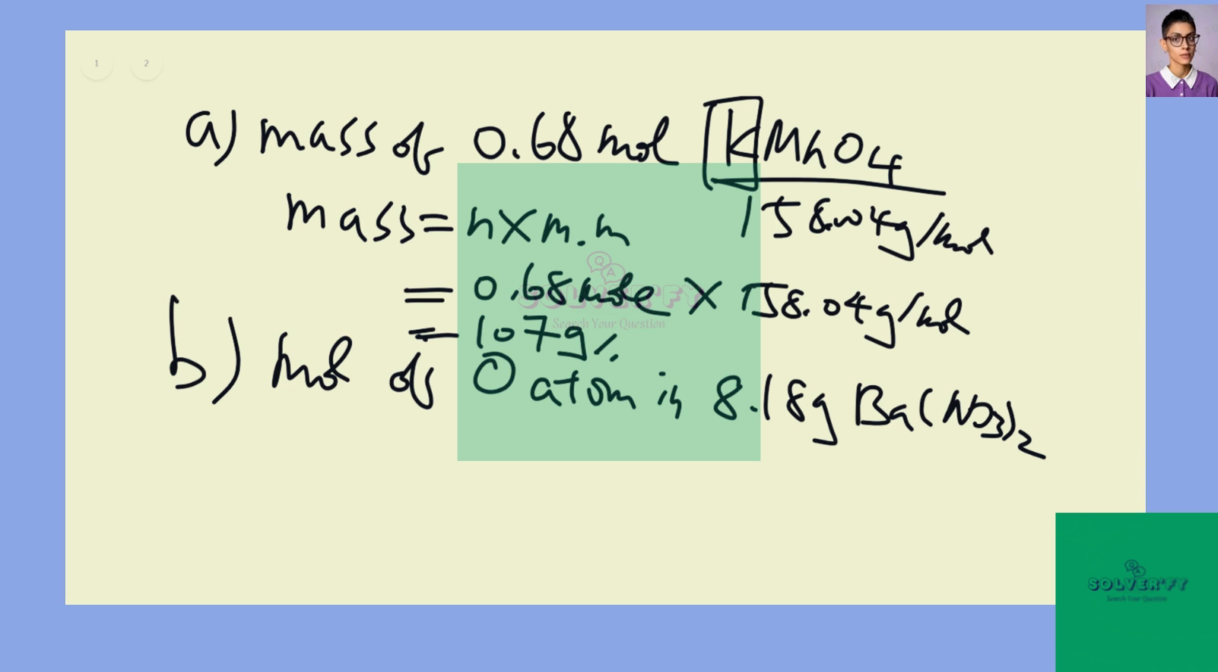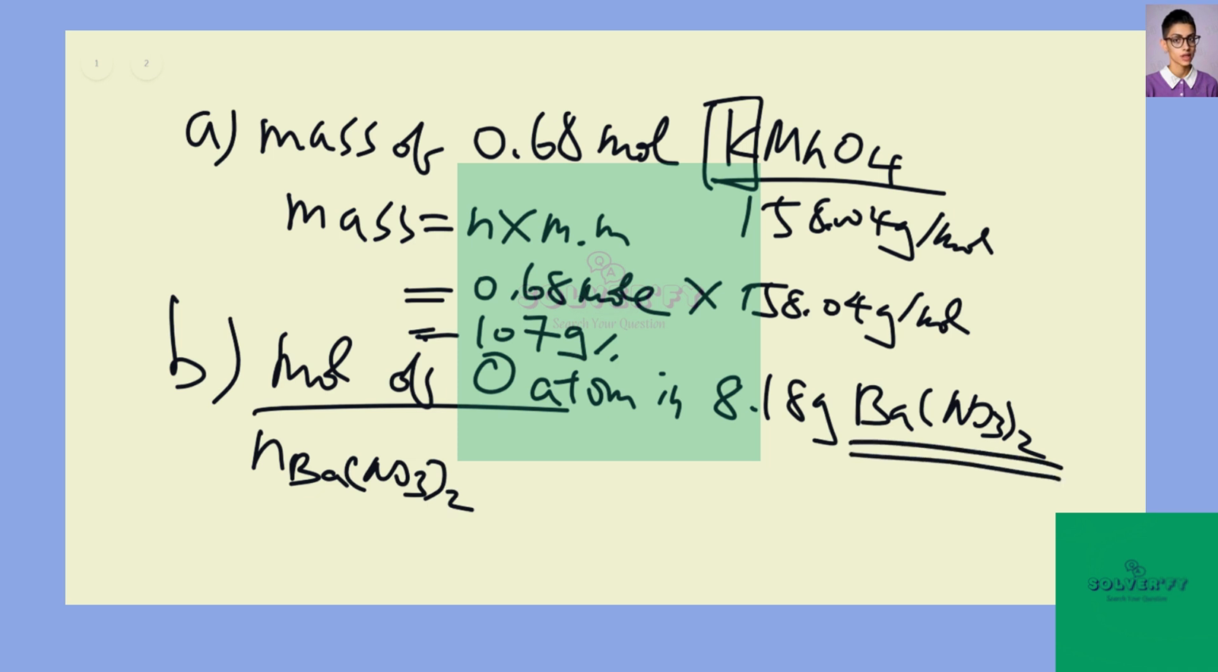Okay, part B, what will be the number of moles of oxygen atom in 8.18 gram of barium nitrate? So if we want to find the number of moles of oxygen atom, we have to find the number of moles of our barium nitrate, because each barium nitrate contains certain amounts of oxygen. When we look at the chemical formula over here, we know that for every one barium nitrate, it will contain six oxygen.